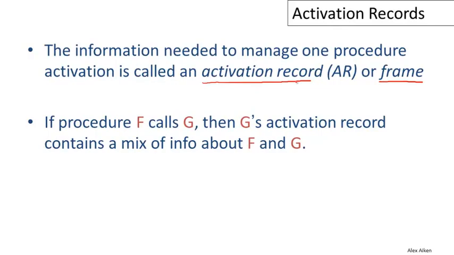Now, one interesting fact about procedure activations is that they have more information in them than you might expect. In particular, when a procedure F calls a procedure G, the activation record for G will actually have information not only about G, but very frequently also about the calling function F. So typically the activation record for a procedure will contain a mixture of information both about that procedure and about the procedure that called it.